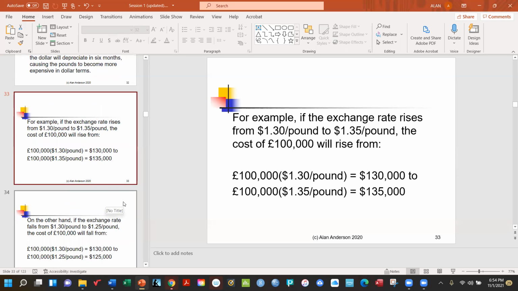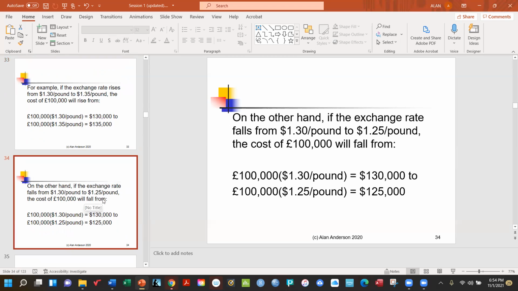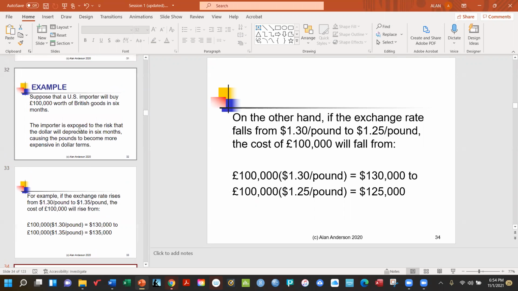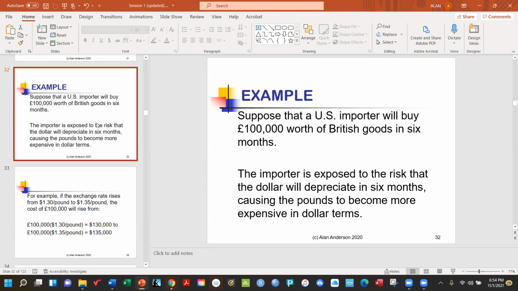Now, of course, there's always a possibility that the opposite could happen. What if it drops by 5 cents a pound? I'm going to save $5,000. Now, of course, the problem here is that we don't know what's going to happen. And as a business, we may not want to simply wait and hope for the best. That would be very risky.